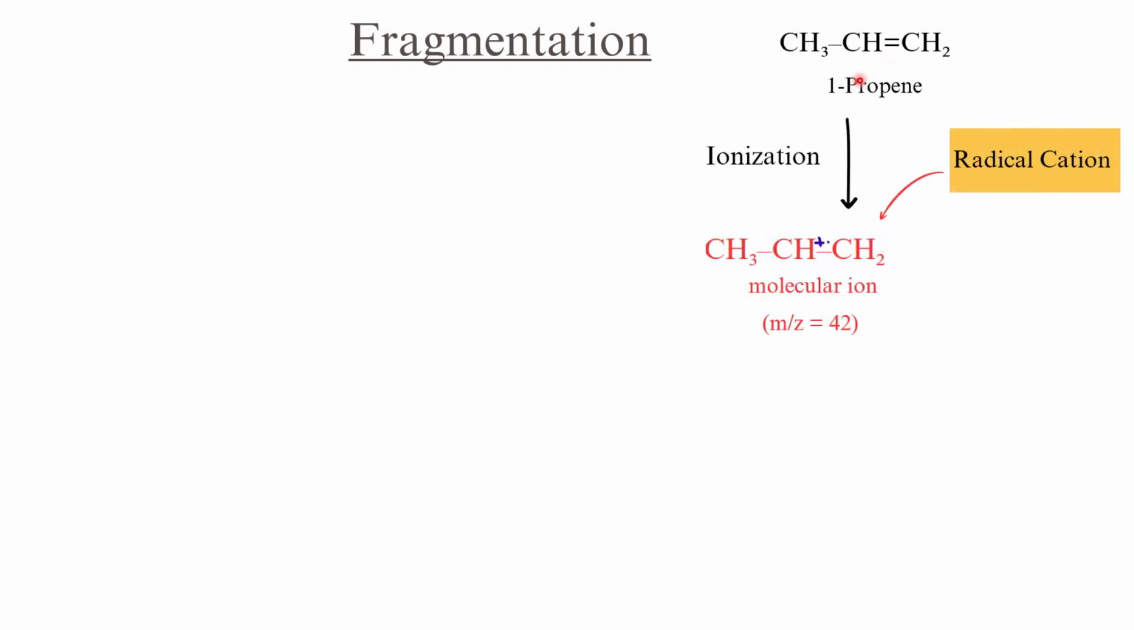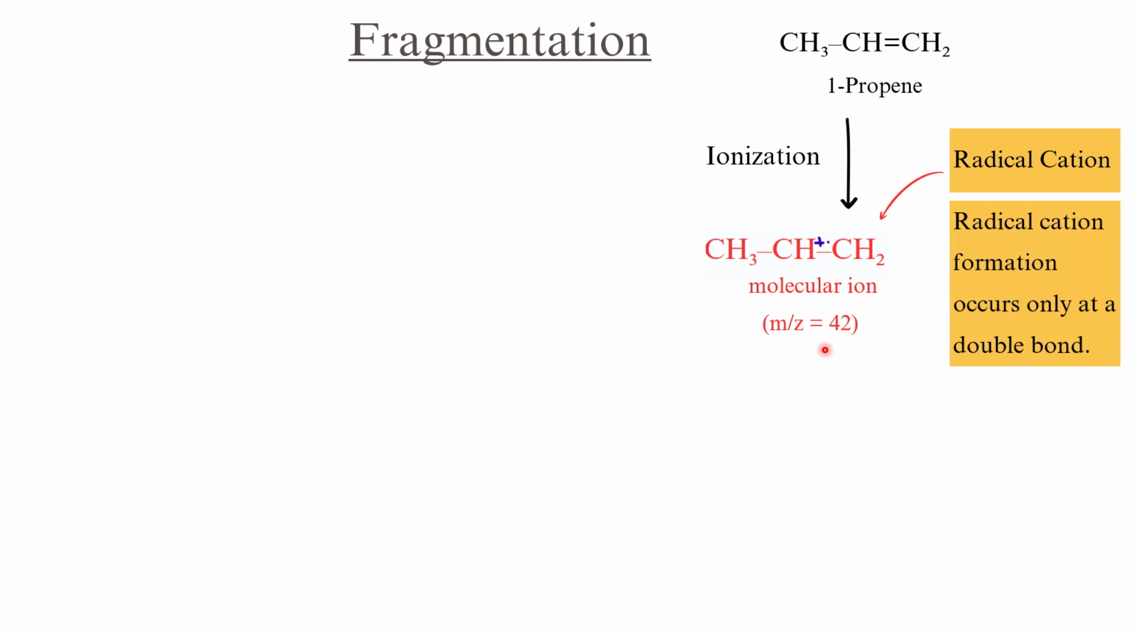Now let us understand the fragmentation process in case of alkenes. So here I have propene. The first step that I'm going to do is the ionization. Wherever the double bond is, I'm going to ionize that bond to form the radical cation. That means an electron is going to be knocked off by the high energy electron bombardment. After that, it will result in the formation of the radical cation, which is also called the molecular ion peak, and the m/z value is 42.